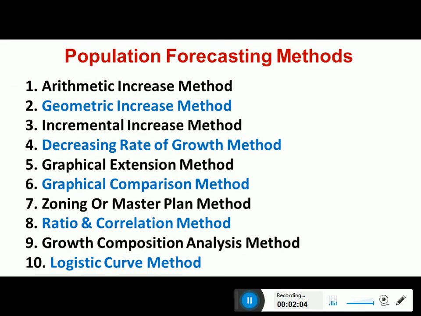So for that we have various population forecasting methods listed here. The first one is the arithmetic increase method, second the geometric increase method, then the incremental increase method, decreasing rate of growth method, graphical extension method, graphical comparison method, zoning or master plan method, ratio and correlation method, growth composition analysis method, and logistic curve method. So these are different methods of population prediction. Each method has its own advantages and disadvantages.